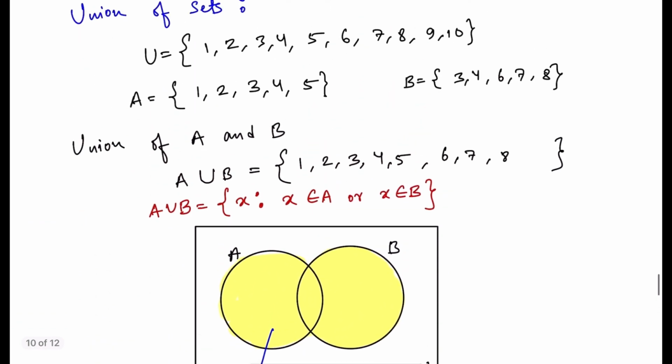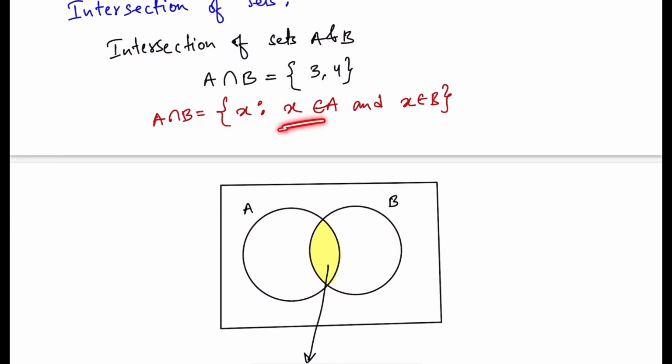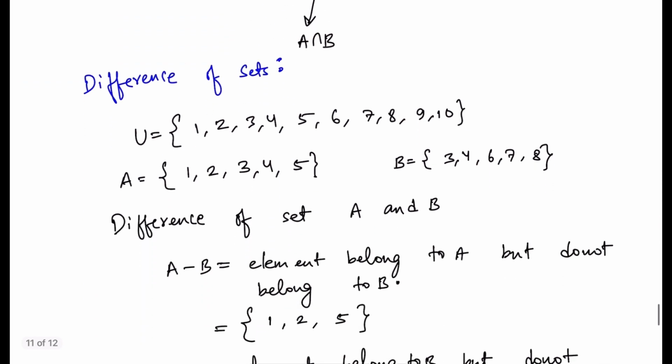See, 3 and 4 are the elements that belong to both sets A and B. I cannot say "or", because 3 and 4 belong to both sets A and B. Therefore, I have to write here x belongs to A and x belongs to B, since x is an element of A intersection B, and every element of A intersection B will belong to A and B. Therefore, I have used "and".